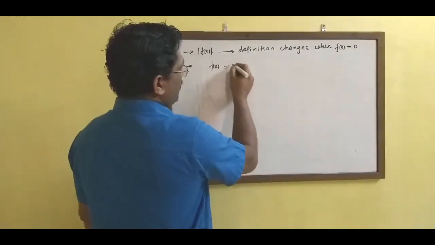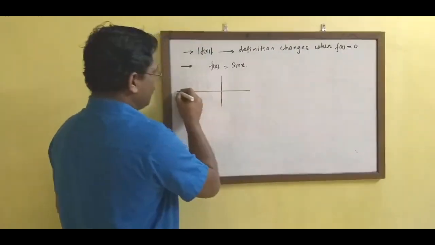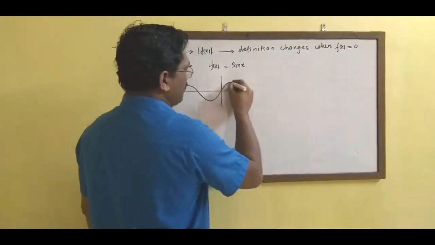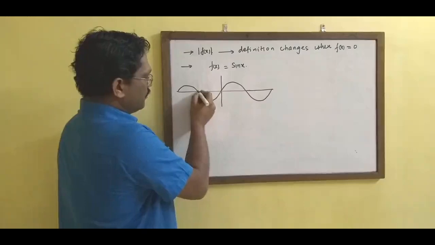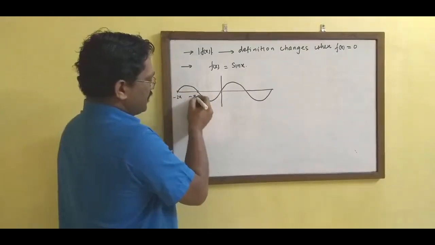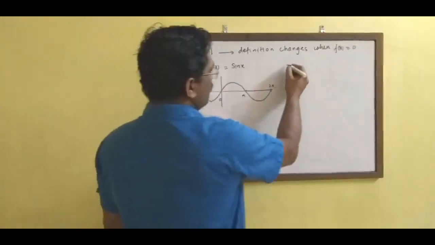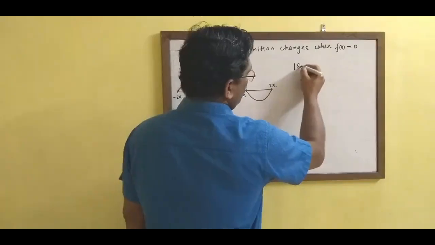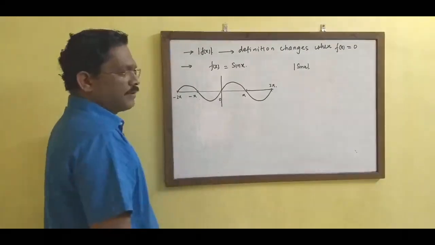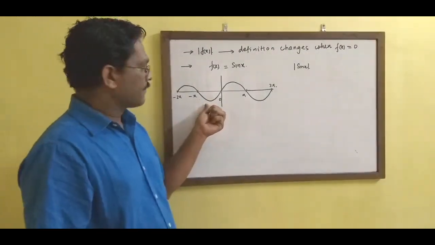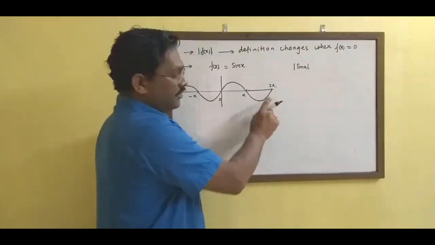For example, if I take f(x) equal to sin x. Now sin x has a graph like this. This kind of graph is followed by sin x. Now, these are the points minus 2 pi, minus pi, 0, pi, and then 2 pi. If I want to draw the graph of modulus of sin x, all I have to do is mark which part of sin x is negative. So, sin x is negative in between minus pi to 0 and from pi to 2 pi.